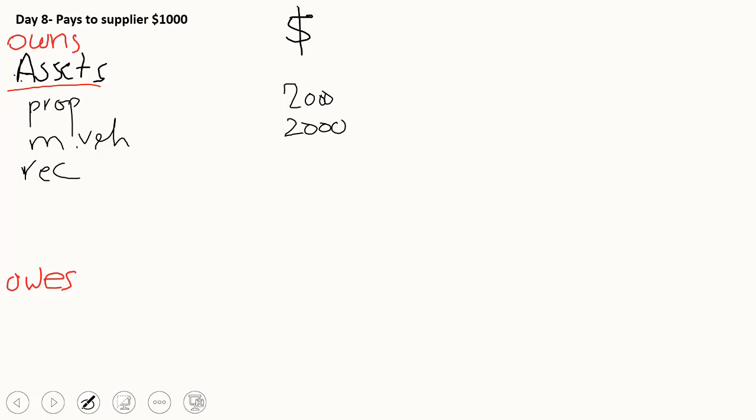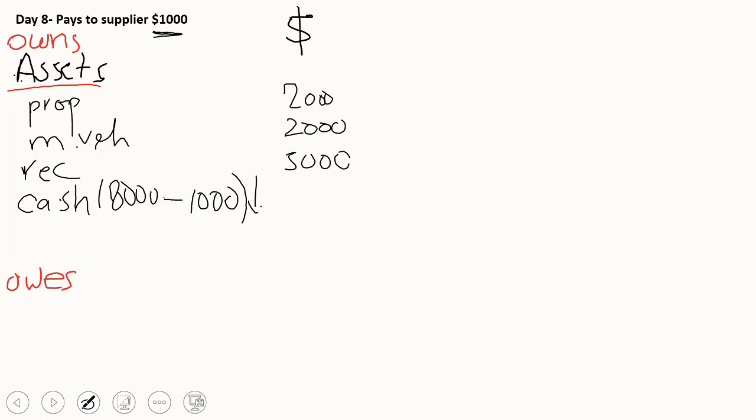Receivables were 5,000, and cash business owns is 8,000 minus 1,000, because business has paid now. So cash has decreased by 1,000, which makes it 7,000. A total of 16,000. This is what business owns.